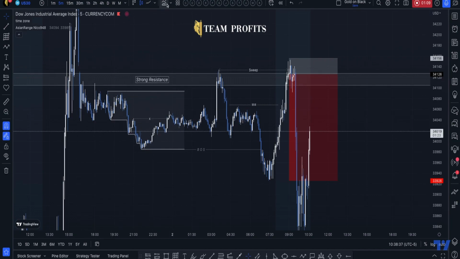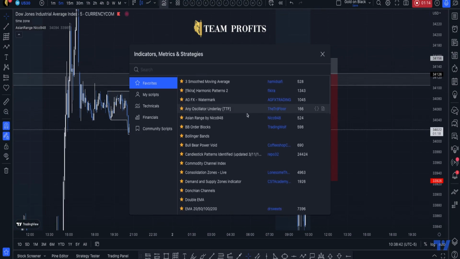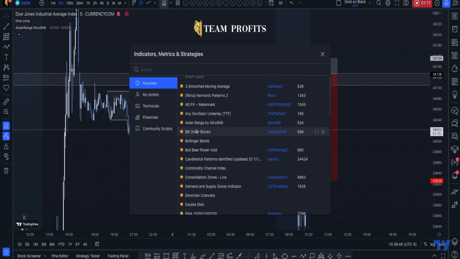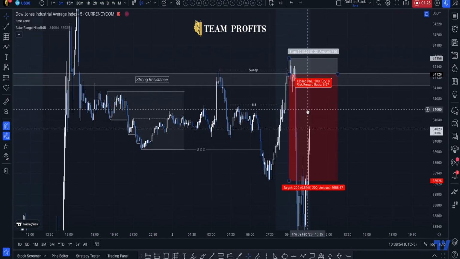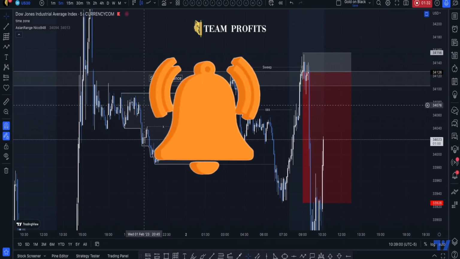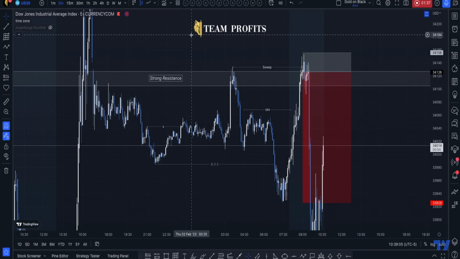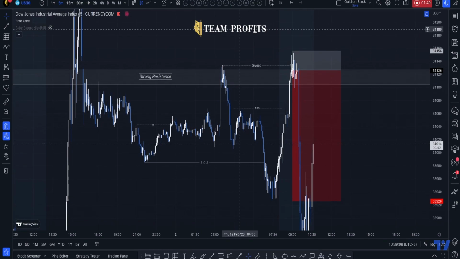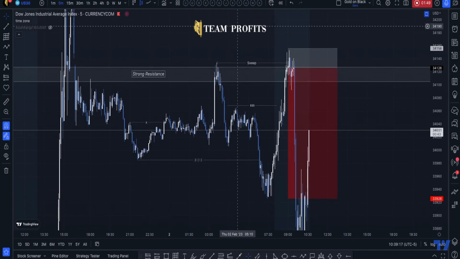This indicator is actually called Asian Range by Nico948. You can just go on indicators and look for that. So Asian Range, this is basically the indicator right there. You can add it. Now, just so you know, in this example, this is a trade I took today, and this was a nice 1-to-6 risk to reward. Of course, I cannot say that thanks to the indicator I took this trade, because I already understand this. I was looking for a few things, and I'm going to show you the breakdown of this trade, and then you can try to replicate this on your own.